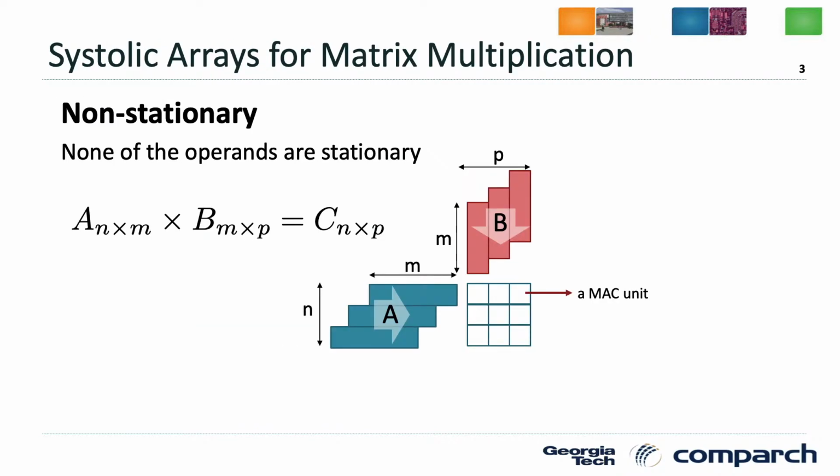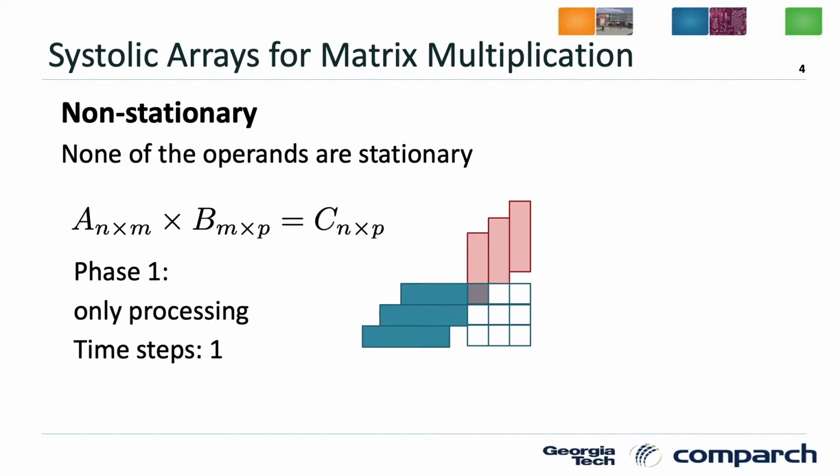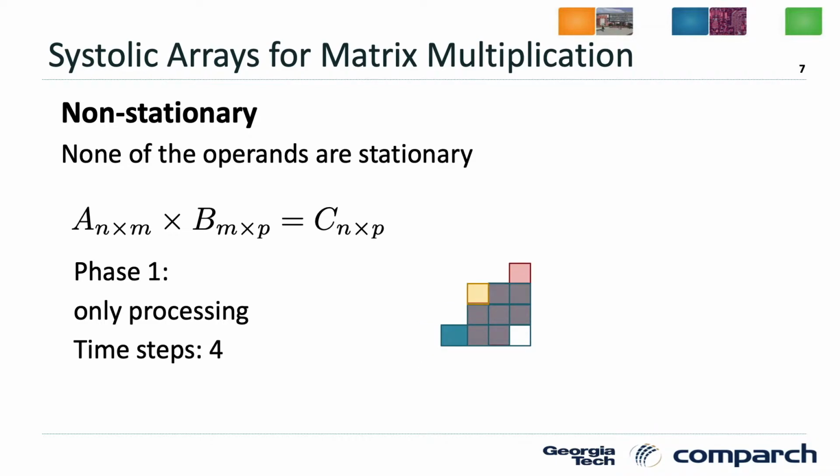The first type is non-stationary, which consists of MAC units. To perform a matrix multiplication, both of the operands flow through the array. To see how it works for multiplying matrix A and B, shown in this slide, I split the timeline into three phases. The first phase includes only the processing. At this phase, as the animation shows, the two operands are meeting each other at the MAC units, and once they both pass a MAC unit, an element of output is ready and stored in that MAC unit. For instance, the yellow element shown in this slide.